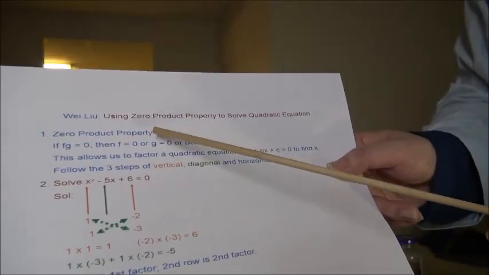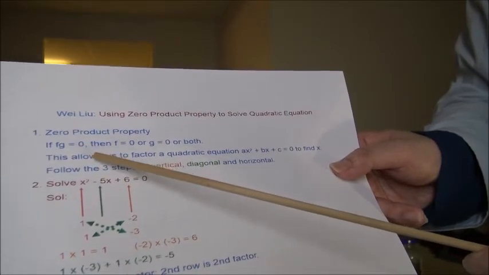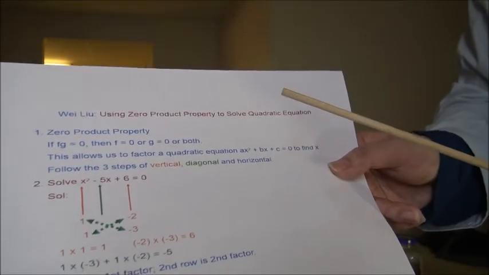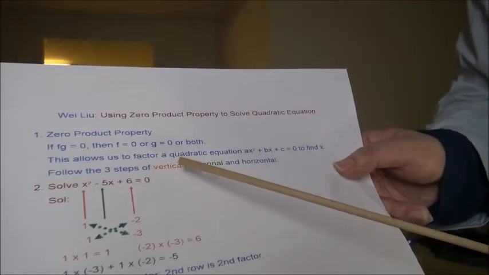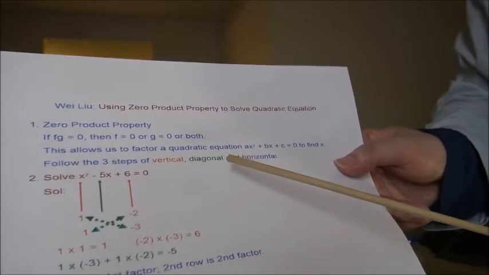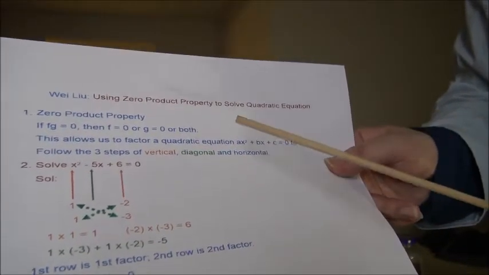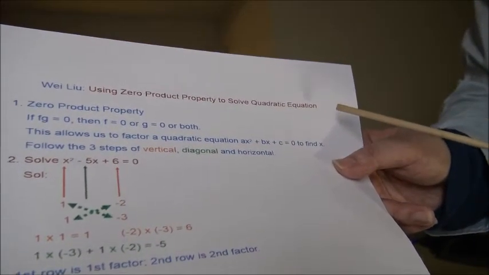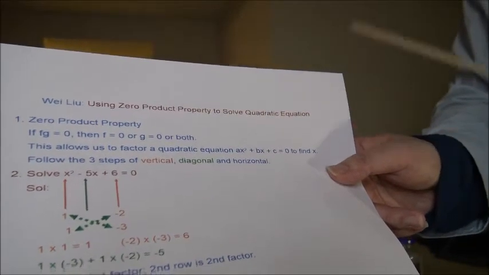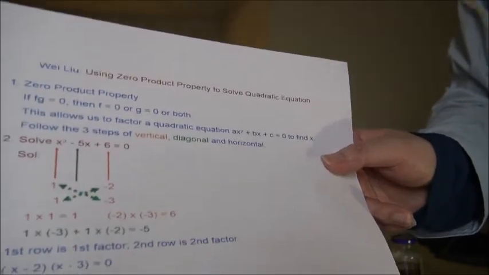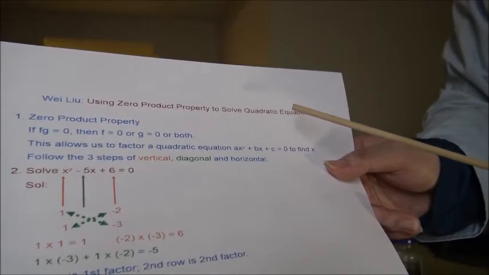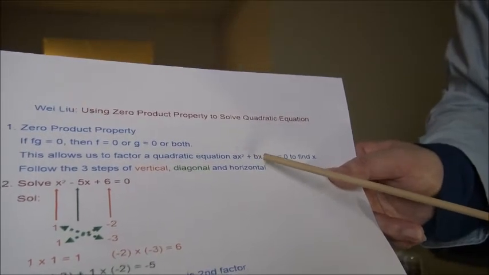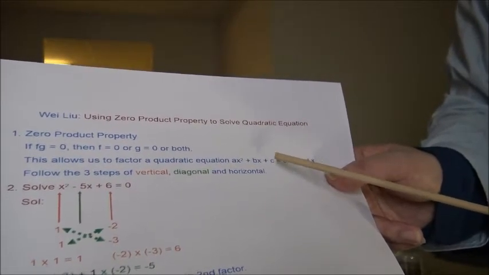Zero product property means if fg equals 0, then either f equals 0 or g equals 0 or both. This allows us to factor a quadratic equation, written as ax squared plus bx plus c equals 0. We factor that to find the x value. So a quadratic basically has 3 terms: second power ax squared, first power bx, then constant c.